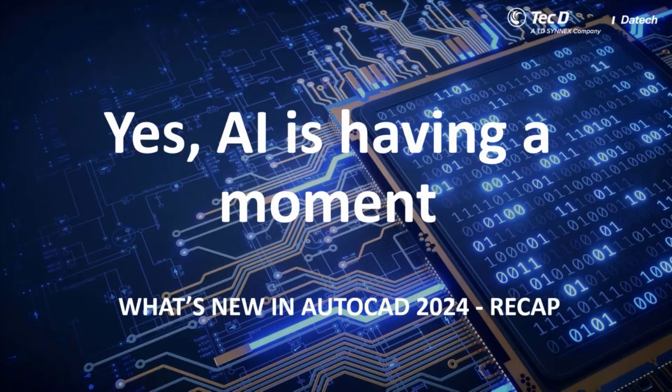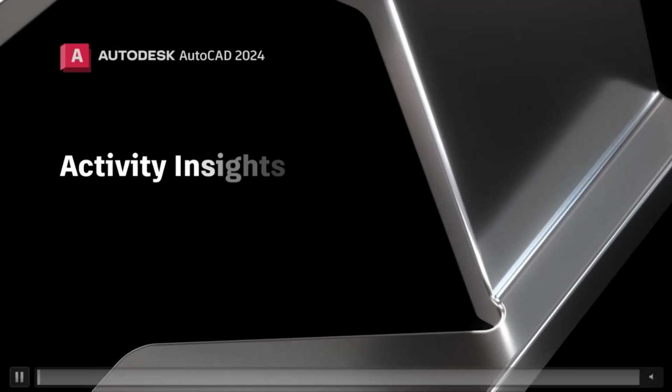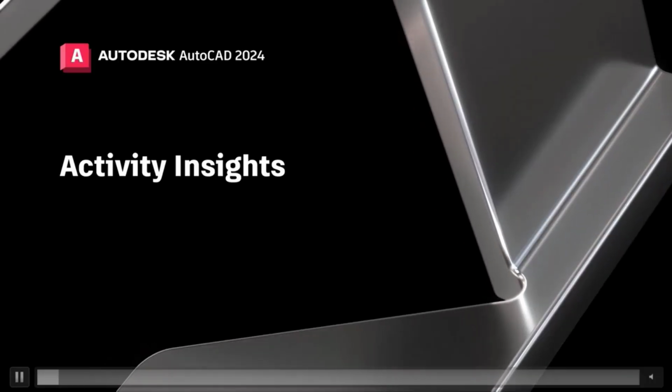Okay, so yes, AI is having a moment. Everybody is talking about AI. Every software solution provider is talking about AI. So let's recap: what's new in AutoCAD 2024, which is last year? Now it's the latest version 2025. Previously in 2024 we have something called Activity Insights. It's something where we can track all the information or changes, whatever happens to the files. Previously, we could not. Let me explain from this video of Activity Insights.